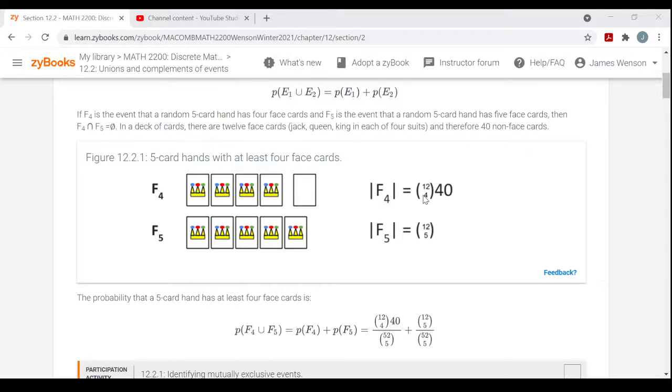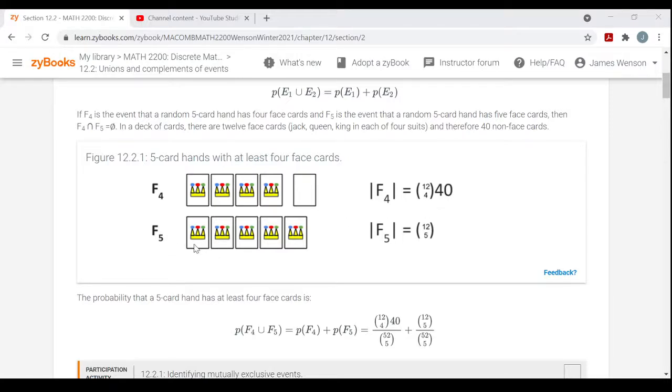12 choose 4, and then applying that fundamental principle of counting, the multiplication principle, I multiply that by my choice for the other card, right? Because I got 4 face cards now, and now this other card can't be a face card. And if there are 12 face cards, that means there are 40 non-face cards. So you see I have 12 choose 4 for my choice of the 4 face cards times my choice of some other card, non-face card, the 40 there.